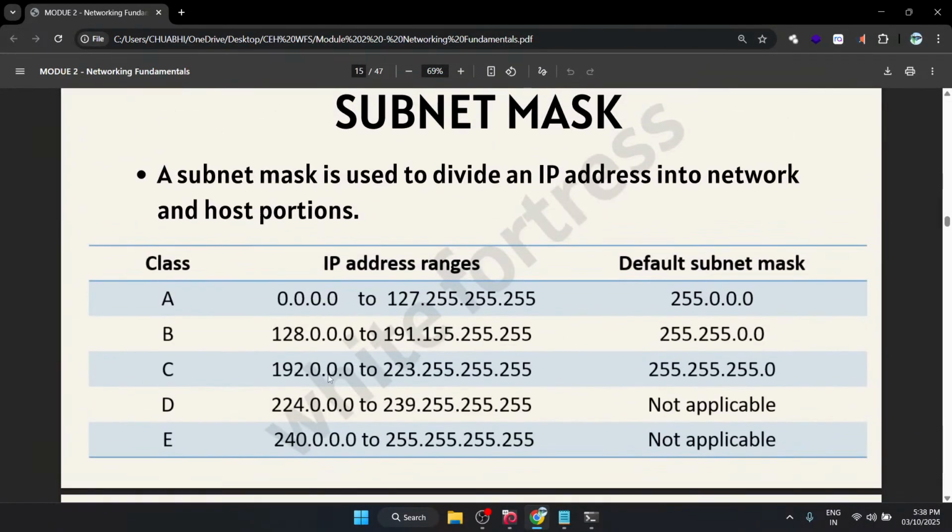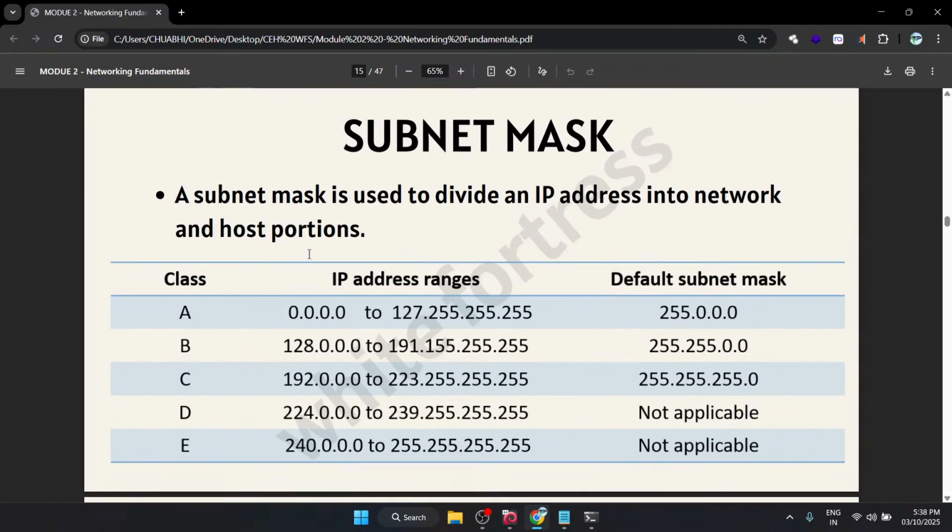Okay, then this is the table. Just take a screenshot of this page. You need to remember this table. You cannot do anything about that. You do not have any trick. You just need to remember this table. So it's saying IP ranges.